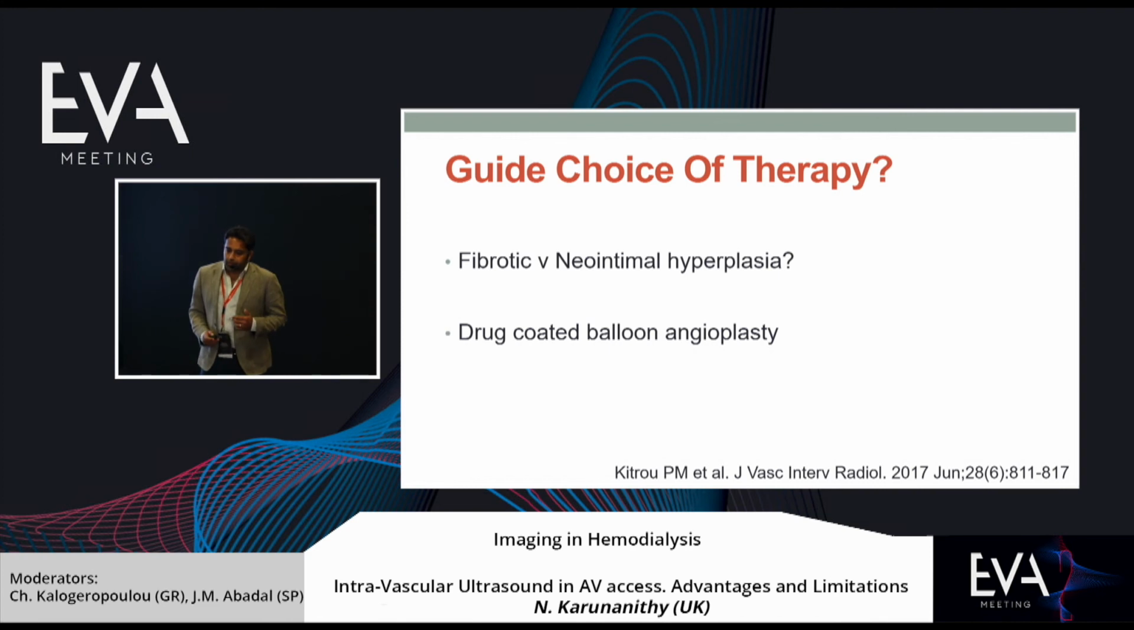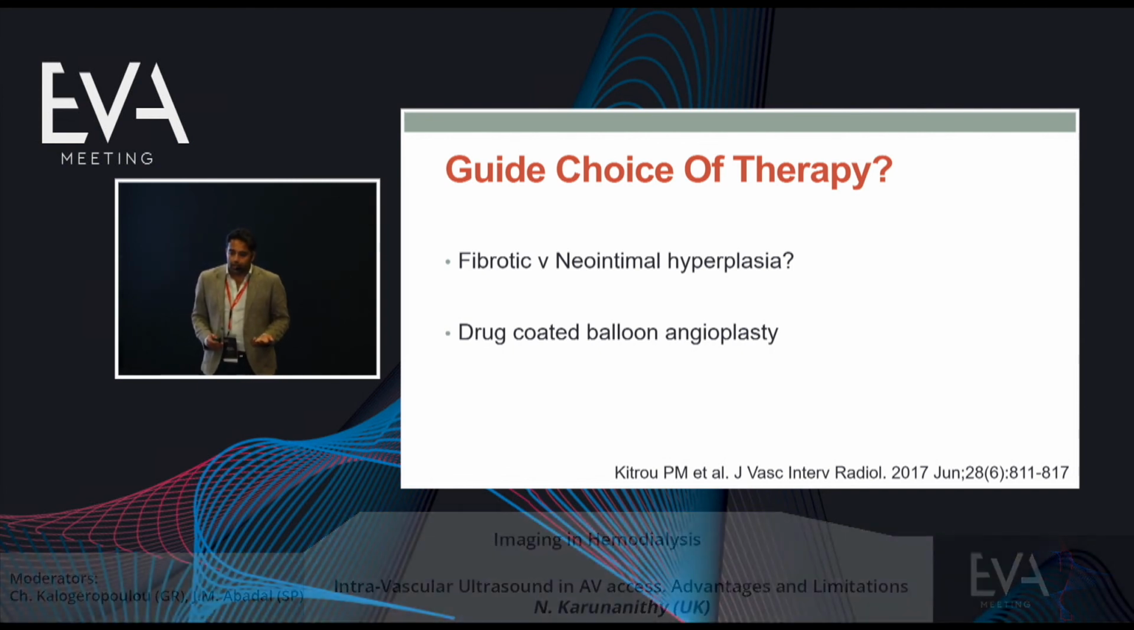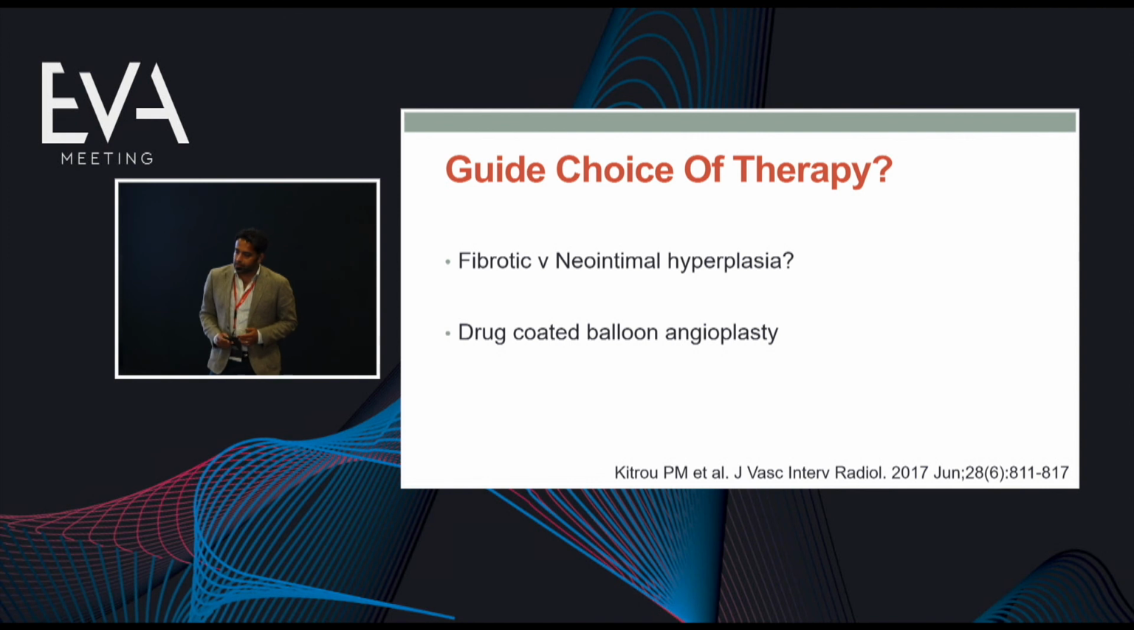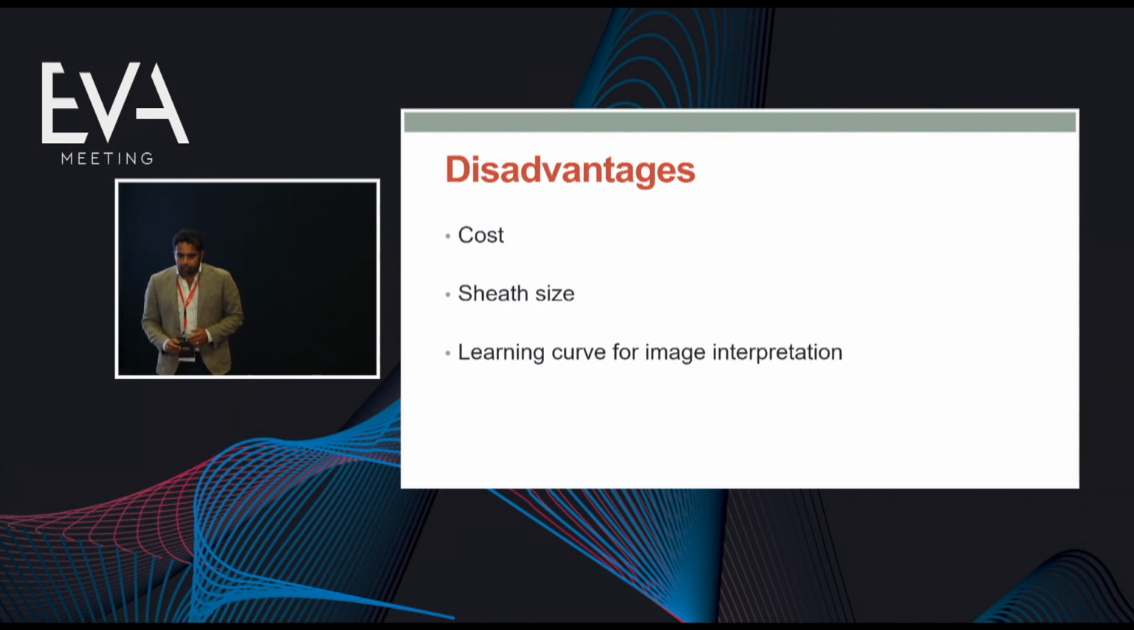And in terms of guiding therapy in the future, intravascular ultrasound allows us to look at the vein wall in detail. Can we start to differentiate between fibrotic lesions and neointimal hyperplasia of the central vein stenosis? And Panos and his group here have published again on the role potentially of drug-coated angioplasty in central vein thrombosis or central vein stenosis. So could this again influence the decision of what we use? But there are clearly disadvantages to consider.